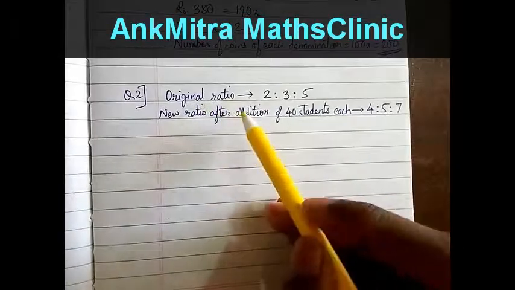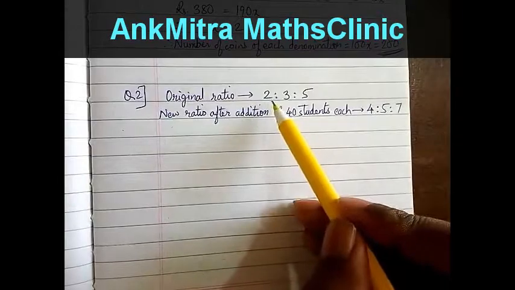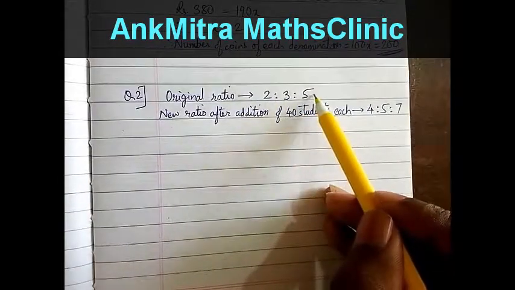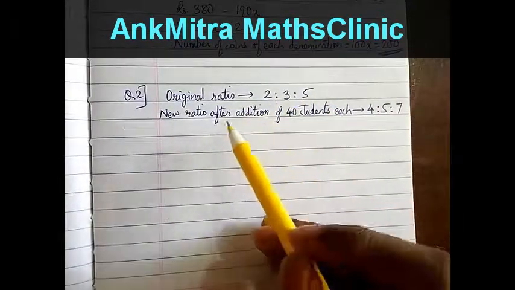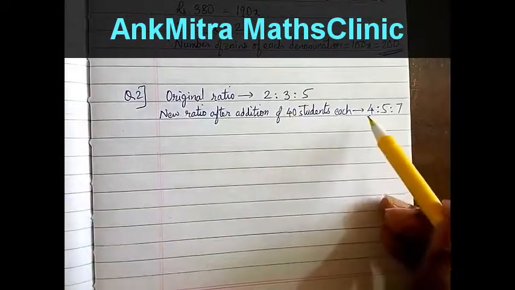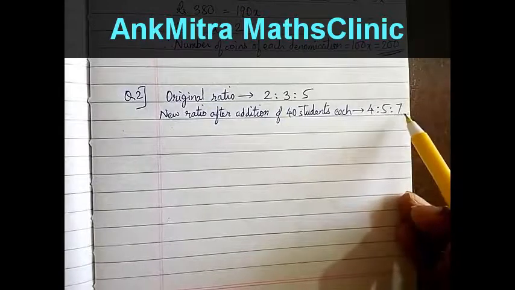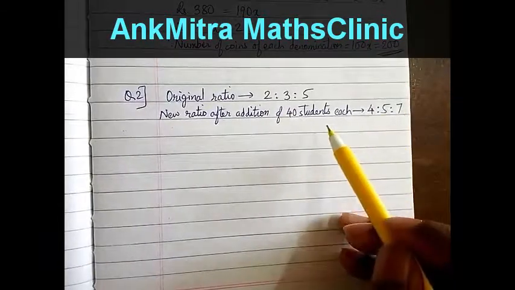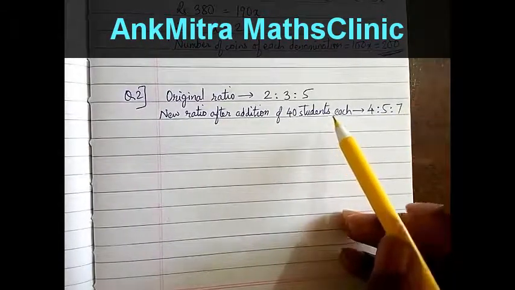The original ratio of the number of students in three classes is 2 is to 3 is to 5. They are given that after 40 students are added to each class, the new ratio becomes 4 is to 5 is to 7. And we are asked to find the total number of students originally.